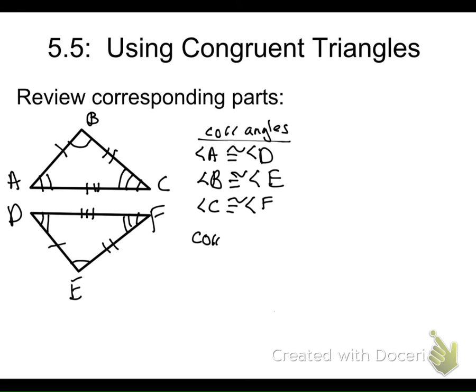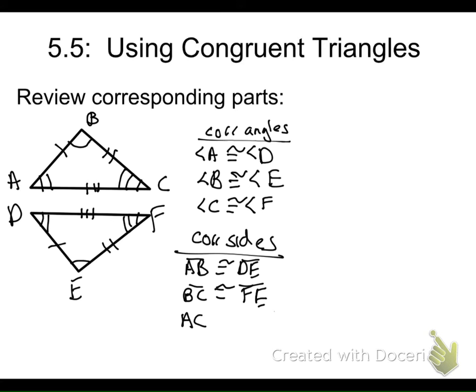Okay, corresponding sides. So ones with 1 tick mark are AB, which is congruent to DE. Sorry, do you need a second? Okay, and then we have BC, which is congruent to FE. And then we have AC, which is congruent to DF. Okay. So we've now listed all the corresponding parts, the sides and the angles.